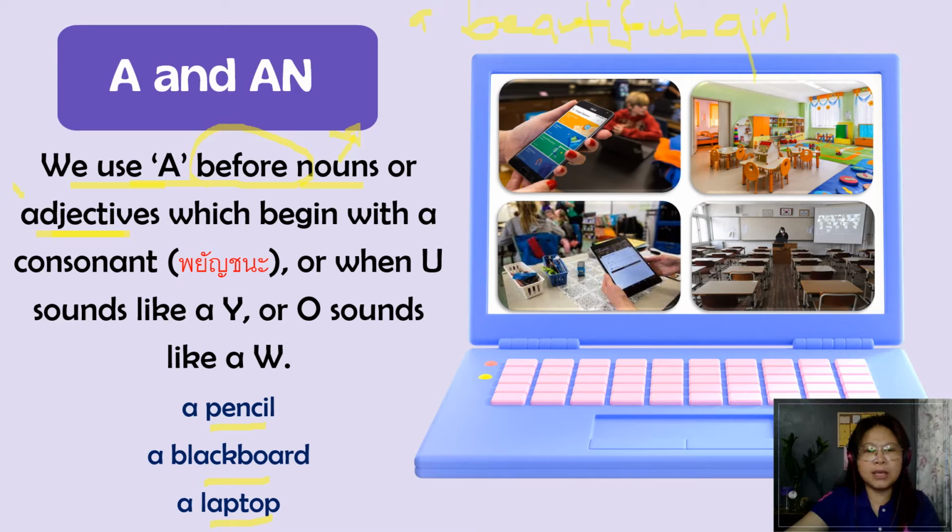We use a before words which begin with a consonant, or when U sounds like a Y or O sounds like a W. The consonants are B, C, D, F, G, H, J, K, L, M, N, P, Q, R, S, T, V, W, X, Y, and Z. So these are consonants. Or when U sounds like a Y, like we say unicorn.